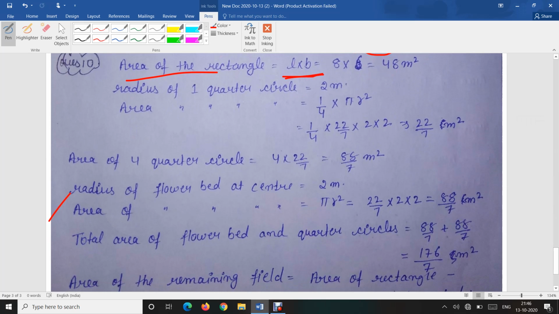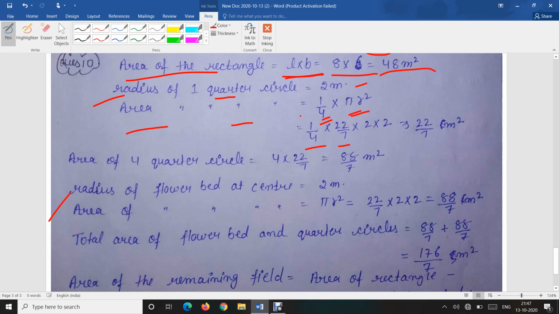So the area of the rectangle is length multiplied by breadth, that means 8 multiplied by 6, which is equal to 48 meter square. Now the radius of one quarter circle is 2 meter, which is given. So the area of one quarter circle, I told you that one quarter means you have to multiply the area of circle by 1 by 4. So that means 1 upon 4 pi r square.